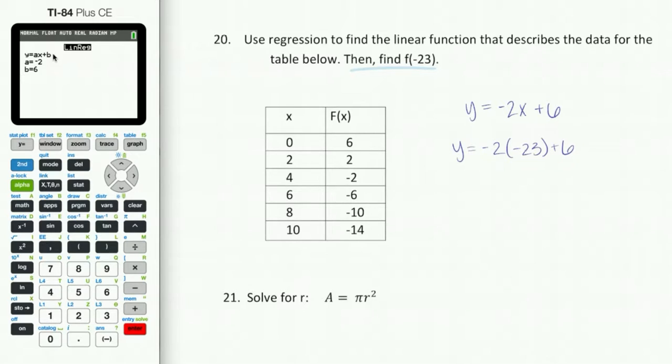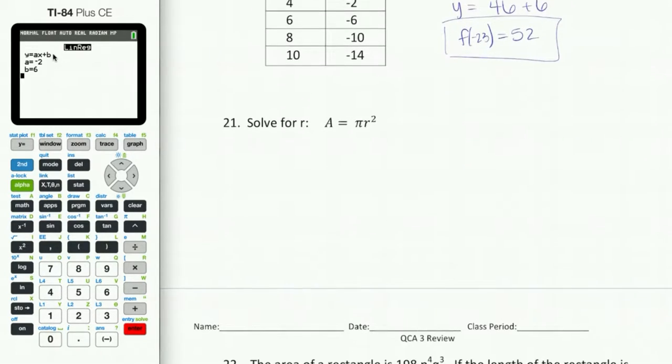So we are going to multiply. -2 times -23 is going to give us 46 plus 6. So y equals 52. Or if we write it like the question asks, f of -23 is 52. Okay, on to number 21.